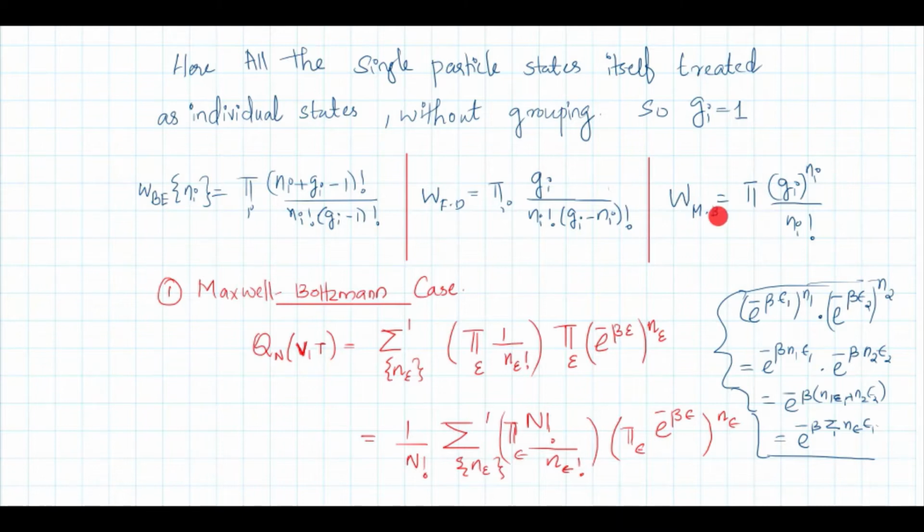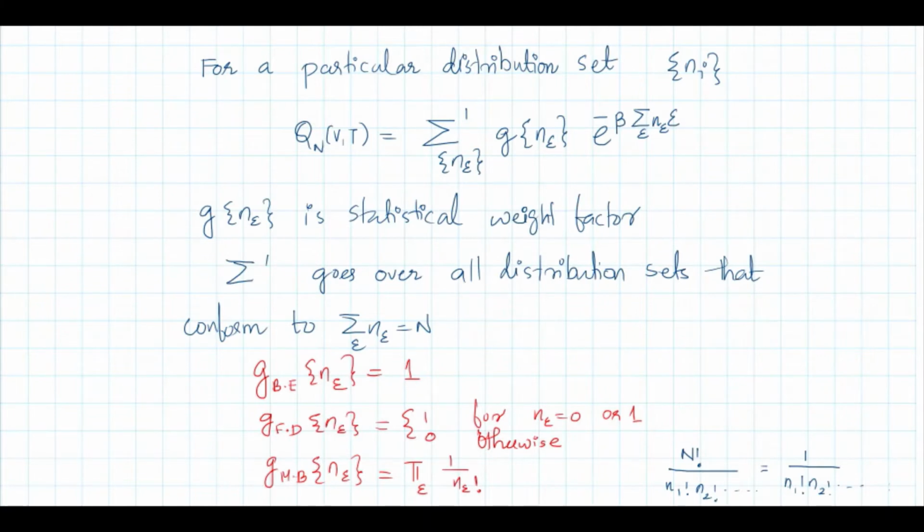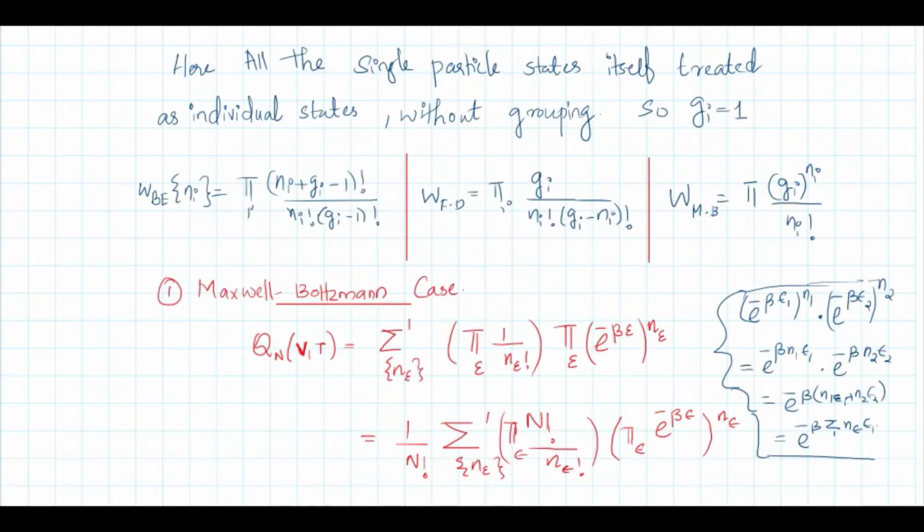Then the Maxwell-Boltzmann case, Gi raised to Ni by Ni factorial. If you put Gi equal to 1, you will get the product of 1 by Ni factorial, exactly the same equations. Now, we will consider the three cases. The first one is the Maxwell-Boltzmann case. The second one is the Bose-Einstein case. The third one is the Fermi-Dirac case. First one.